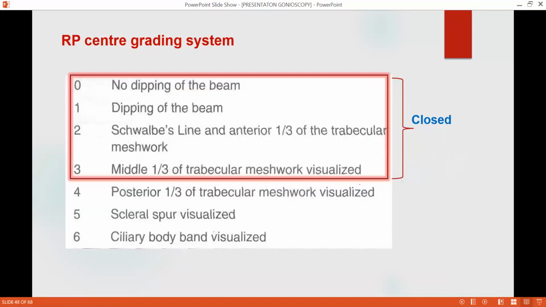The next system is the RP Center system of grading. In this, grade 0 is no dipping of the beam. Then grade 1, grade 2, and grade 3. If you see the structure up to the middle 1/3 of the trabecular meshwork and anterior to that, it indicates the angle is closed. If the structure is seen up to the posterior 1/3 of the trabecular meshwork, it indicates that the angle is open, and further structures also indicate that the angle is wide open.